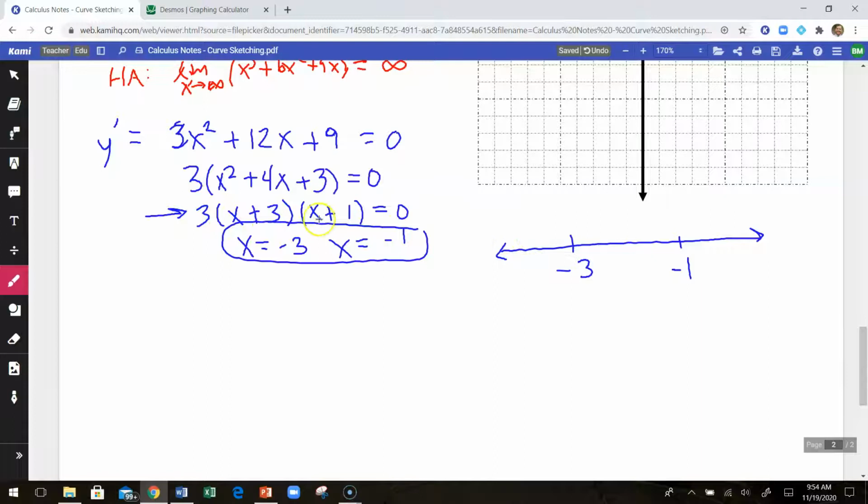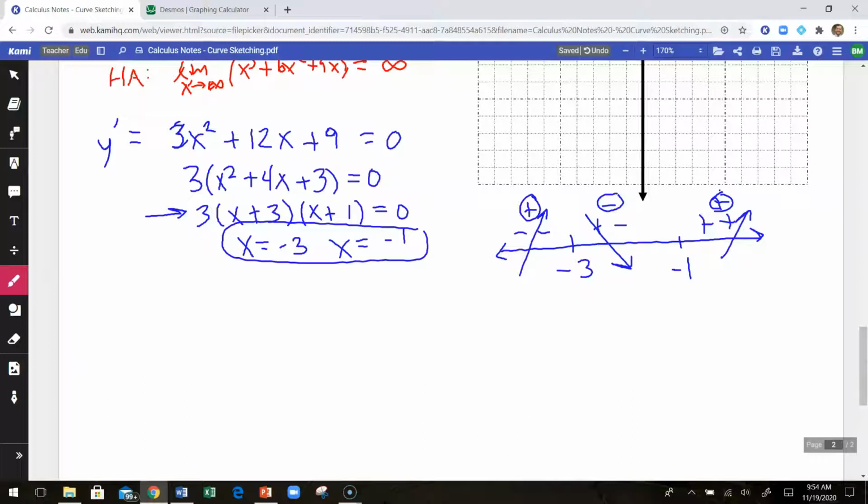If I plug in -4, both of these factors would give me negative values. So I would have a negative times a negative, which is positive. That tells me that our graph is going to be increasing on that interval. If I plug in something between -3 and -1, like -2, the x plus 3 would give me a positive value, and the x plus 1 would give me a negative value. So we have a negative here, which means we are decreasing on that interval. If I plug in something to the right of -1, like 0, both would be positive. So we have a positive here, which means we are increasing in that last interval from -1 to infinity.